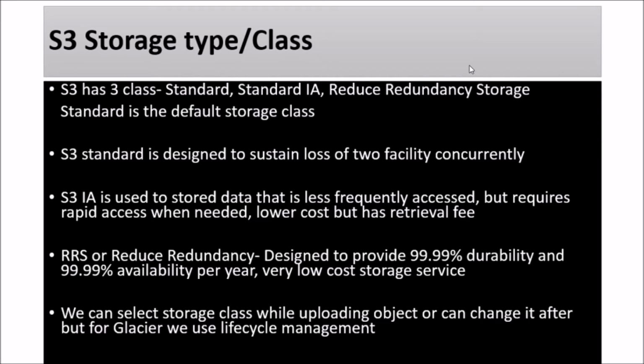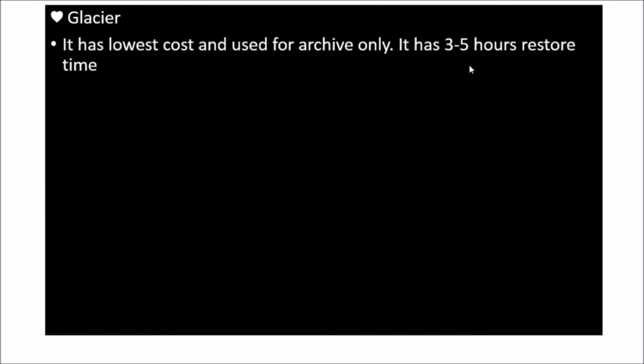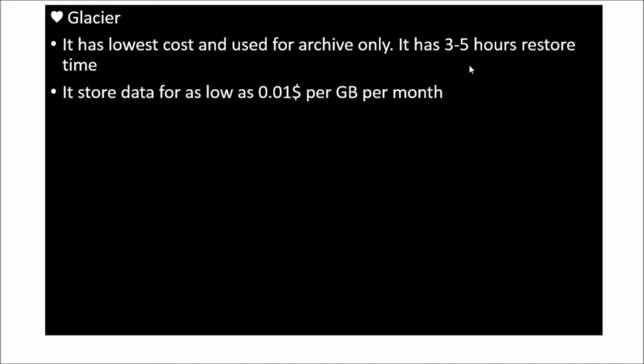But for Glacier we use lifecycle management. To put any object inside Glacier we have to use lifecycle management. We cannot put any object inside Glacier directly, so this is also important. So what about Glacier? It is very low cost and used for archive only. It has 3 to 5 hours restore time. It stores data at as low as $0.01 per gigabyte per month.